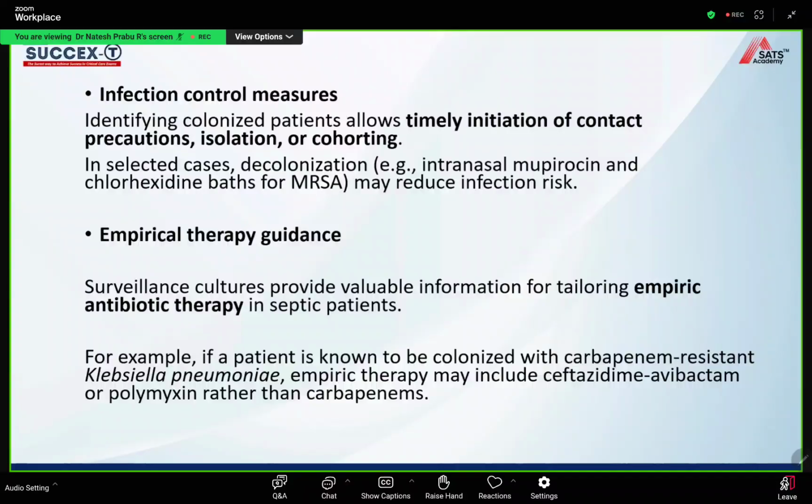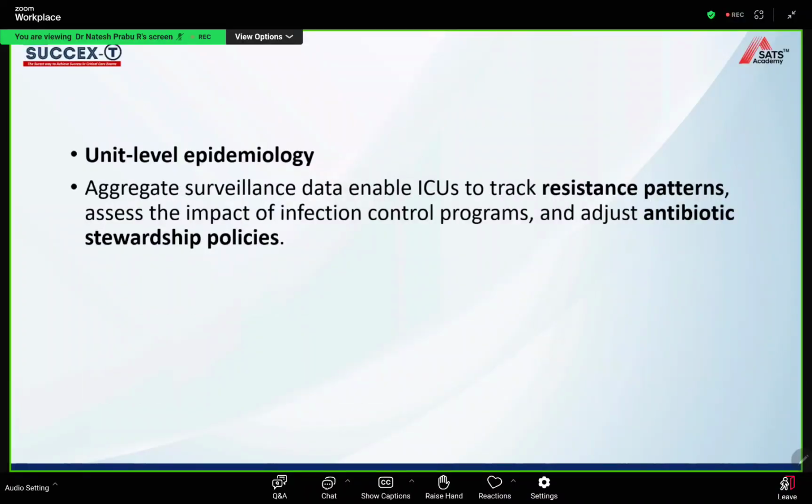And coming to empirical therapy guidance, surveillance information helps. For example, if a patient is known to be colonized with carbapenem-resistant Klebsiella pneumoniae, empirical therapy may include ceftazidime-avibactam or polymyxin rather than carbapenems. So it helps in tailoring empirical antibiotic therapy. It also helps in aggregating surveillance data, tracking resistance patterns, and assessing the impact of infection control programs and antibiotic stewardship policies.